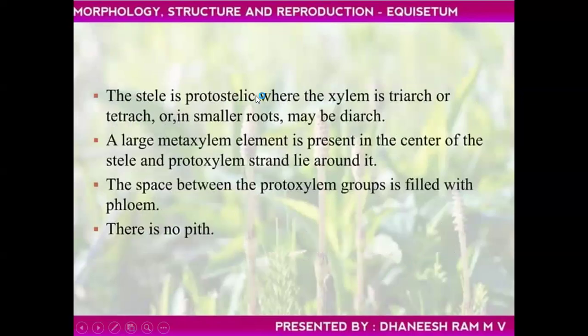Whereas when you talk about the stele of the Equisetum root, the xylem is of triarch to tetrarch condition, and sometimes in smaller roots it is diarch also. A larger metaxylem is present in the center, and the protoxylem faces towards the epidermis. So here in the root system, we can't see any pith region.